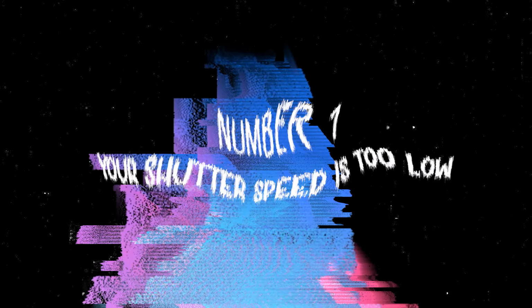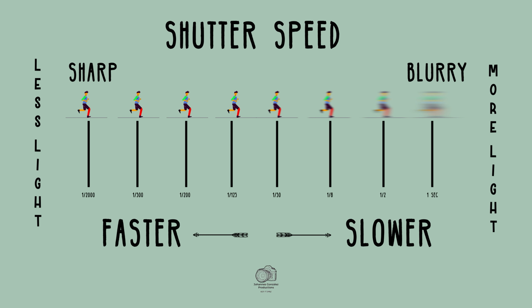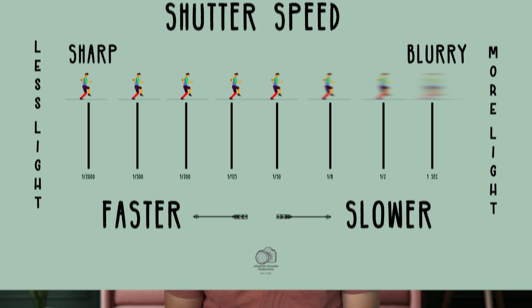Number 1. Your shutter speed is too low. Shutter speed is basically the mechanic that freezes time in your photo. And if you set it too low, then you will get motion blur. A general rule here is the faster the subject, the faster shutter speed you need. A basic thing to remember is that you always need to have the shutter speed twice the focal length of the lens you're using.